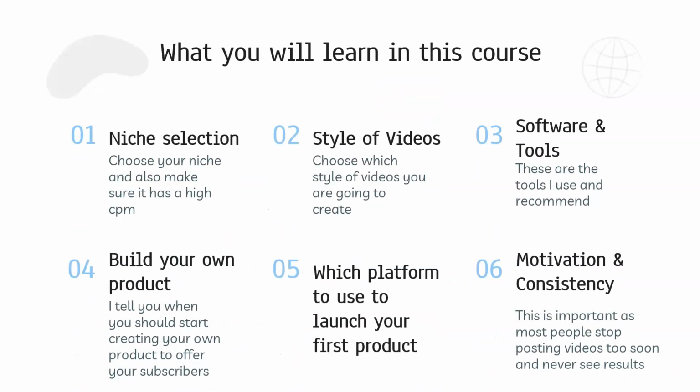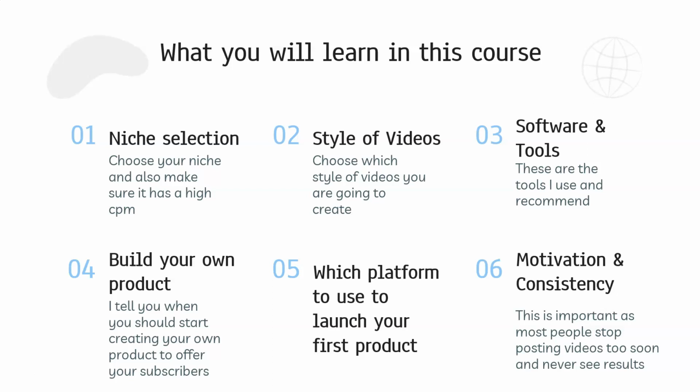What will you learn in this course? So niche selection, choosing your niche, and also make sure it has a high CPM. There's many different niches that you can select when choosing a niche for YouTube, but not all niches are created equal. If you choose, for example, the pranking niche, that's really popular on YouTube, or the gaming niche, you play video games and you want to get millions of subscribers and millions of views every time you put out a video. But that's required in order to make the big bucks on those channels.